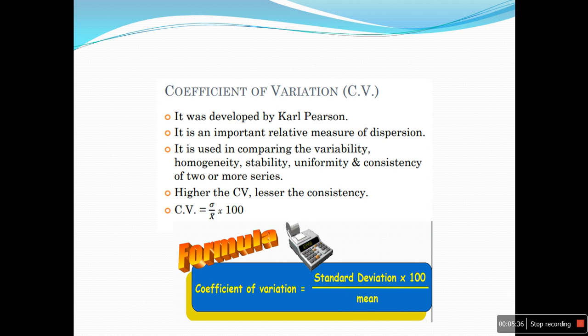Coefficient of variation, it was developed by Karl Pearson. It is an important relative measure of dispersion. It is used in comparing the variability, homogeneity, stability, uniformity, and consistency of two or more series. Higher the coefficient of variation, lesser the consistency. Coefficient of variation is equal to sigma over x bar multiplied by 100. Sigma stands for the standard deviation, over mean, multiplied by 100.